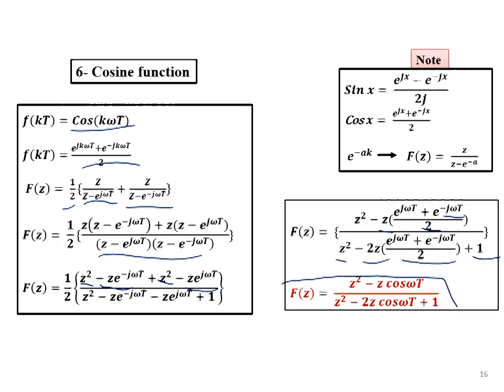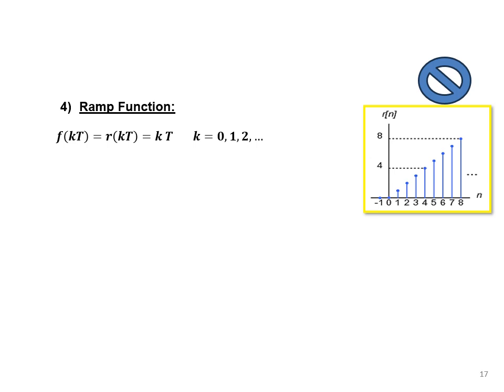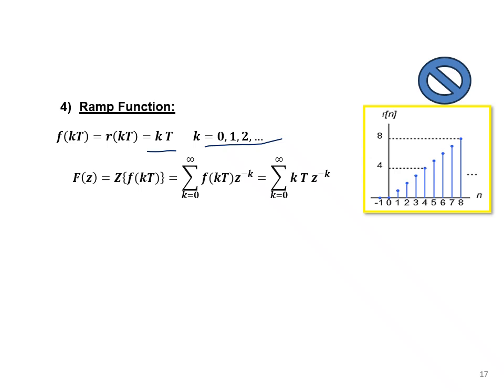For the ramp, the ramp equals kT, k equals 0, 1, 2, and so on and so forth. The z transform of it is the summation from k equals 0 to infinity of f of kT z to the power negative k.